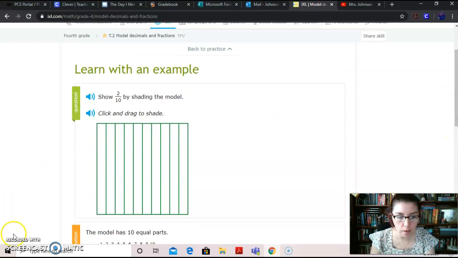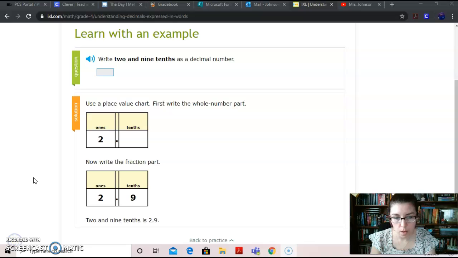Okay, and then for the other one, you'll be doing writing the decimal number based on what's written, so like the words. Okay, so it says write 2 9/10 as a decimal number.